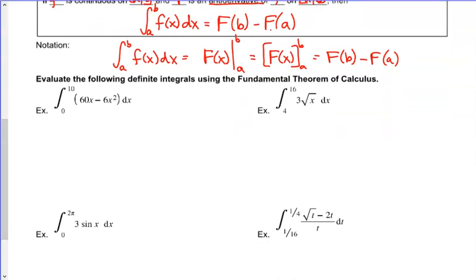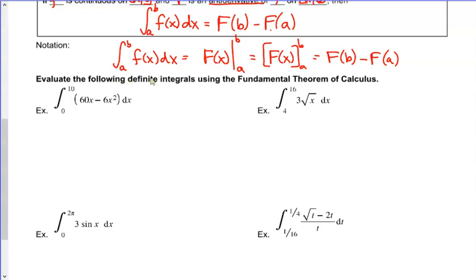So here's the first four that we're going to look at, and then we'll do some difference between net area and actual area. All right, so I want to find the definite integral of 60x minus 6x squared dx from 0 to 10 using the fundamental theorem of calculus.